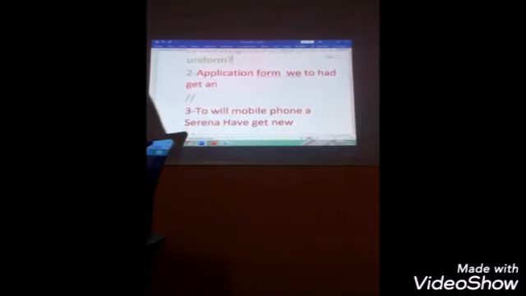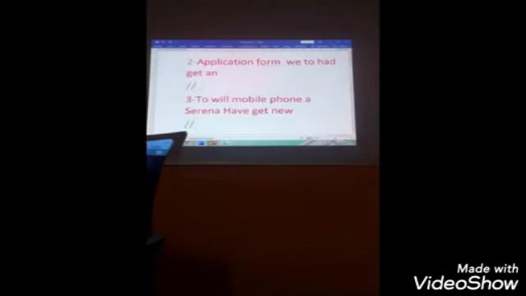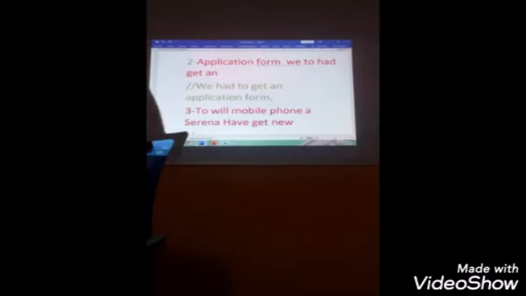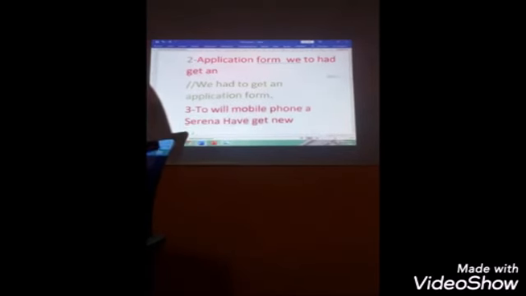The second example is: application form with to, have, get, and. So we're going to put in order this group, and the correct order is first the pronoun. In this case, we had to get an application form. We had to get an application form.